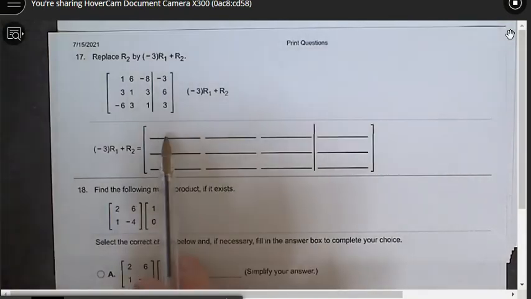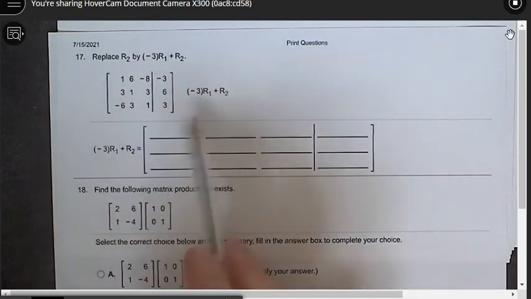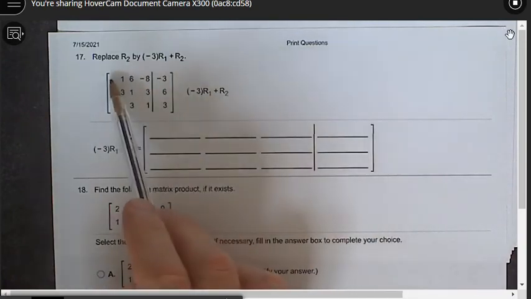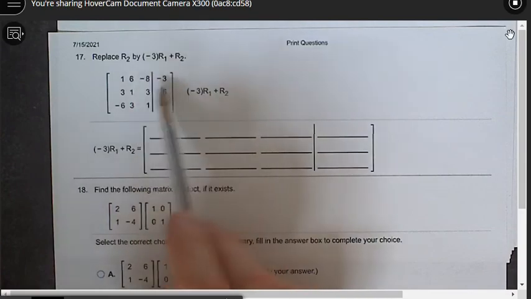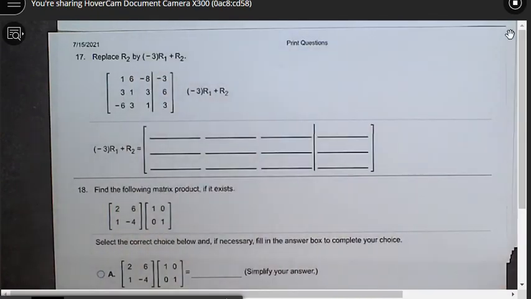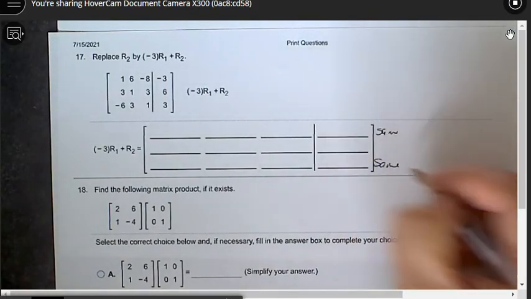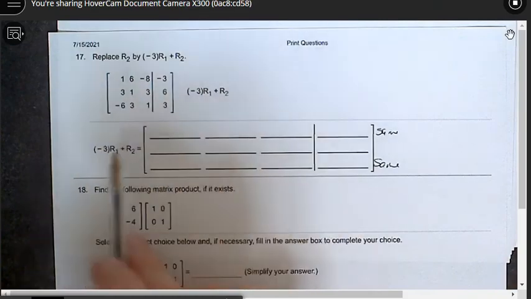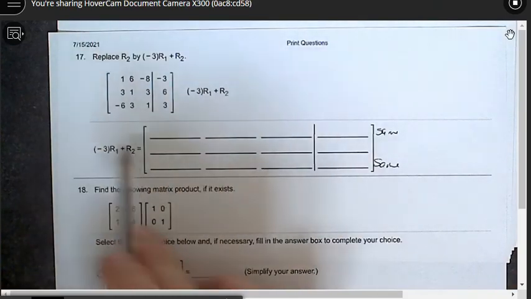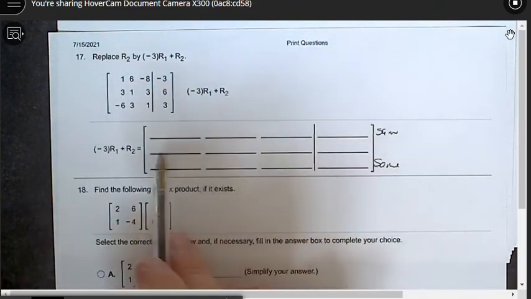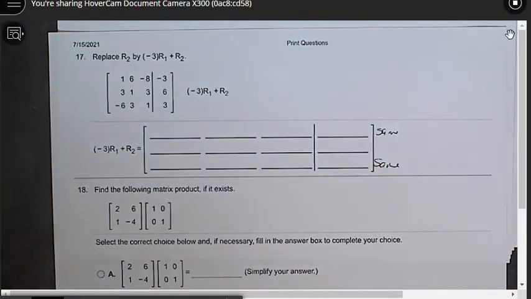Row 1 will be the exact same. Row 3 will be the exact same. All you have to do to make row 2 is do -3 times row 1 and then add that to row 2. So this is just doing regular order of operations on this one. So row 1 will be the same. Row 2 will be the same. This is the only thing that will be new, where you'll do -3 times row 1 and add that to row 2. So this will be the only thing new you'll have to do there for number 17.